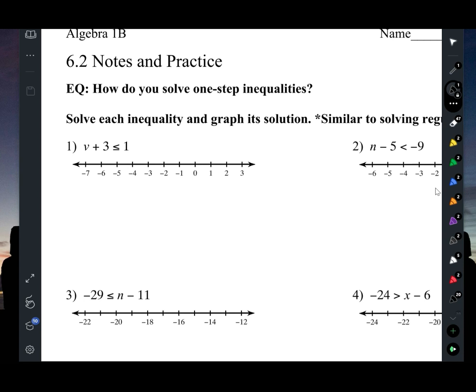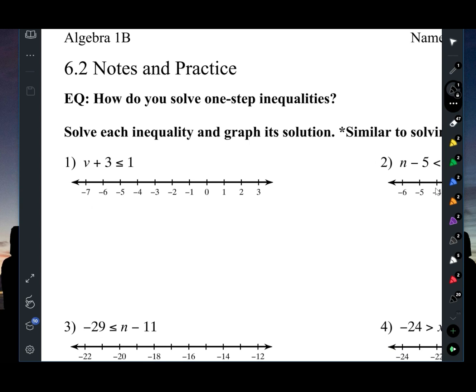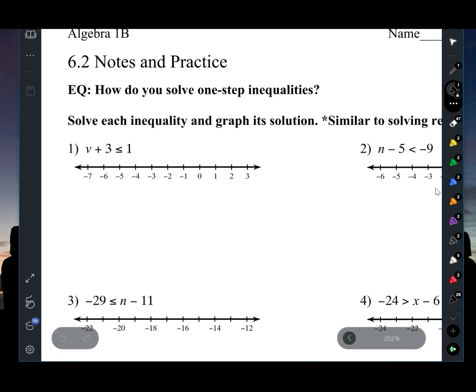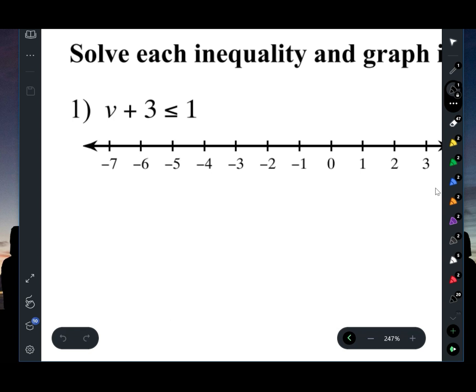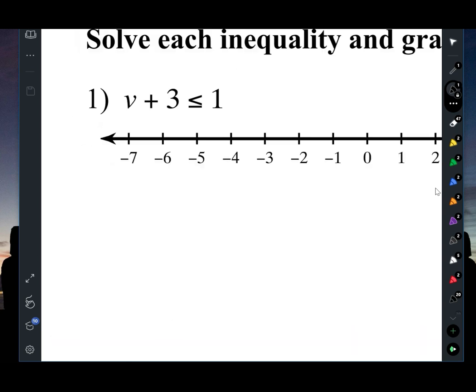Welcome everyone to lesson 6.2 here in Algebra 1B. So today, how do you solve one-step inequalities? You will come to find that it's really essentially solving equations, only we have some extra little things to look into. So let's check out number one here.